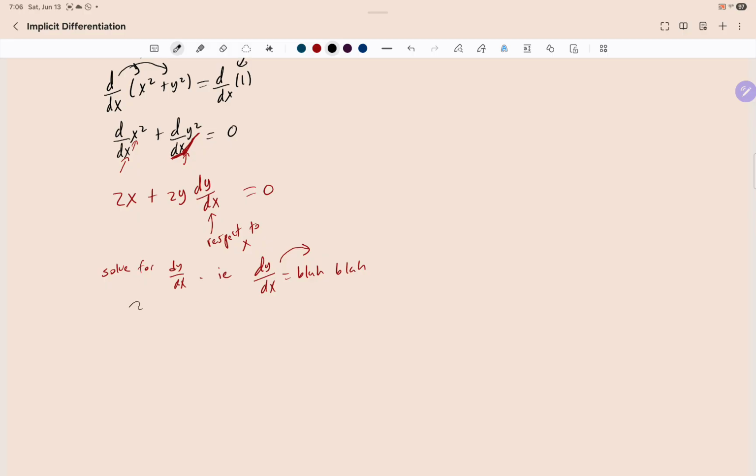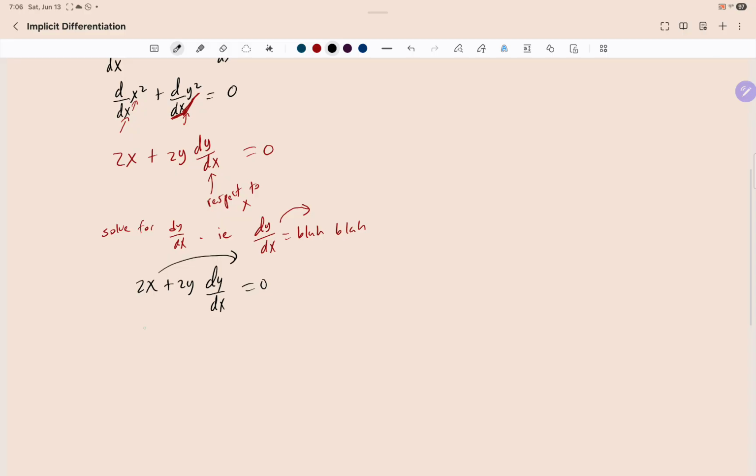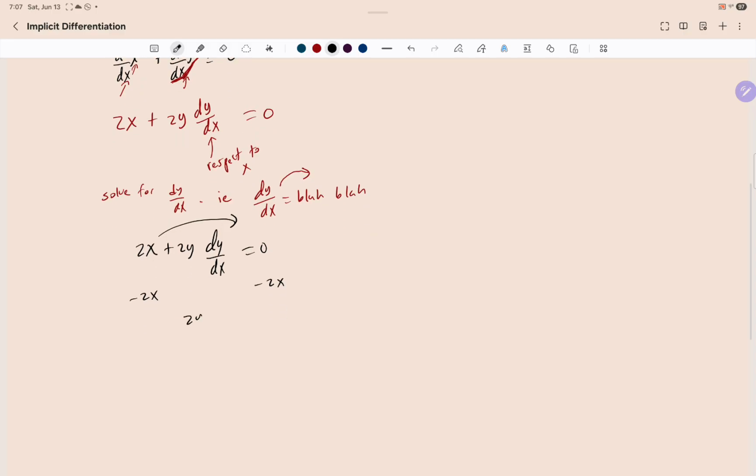So here, rewriting the problem again, the 2x, we don't want that, so we want to move it to the other side. In algebra, to move things across the equal sign, we do the opposite of what it says mathematically. So instead of positive 2x, I'm going to subtract 2x on both sides. So I get 2y times dy over dx equals negative 2x.